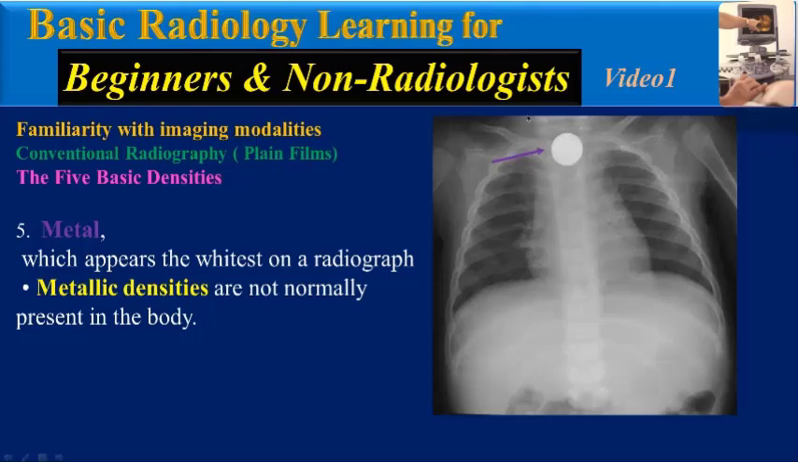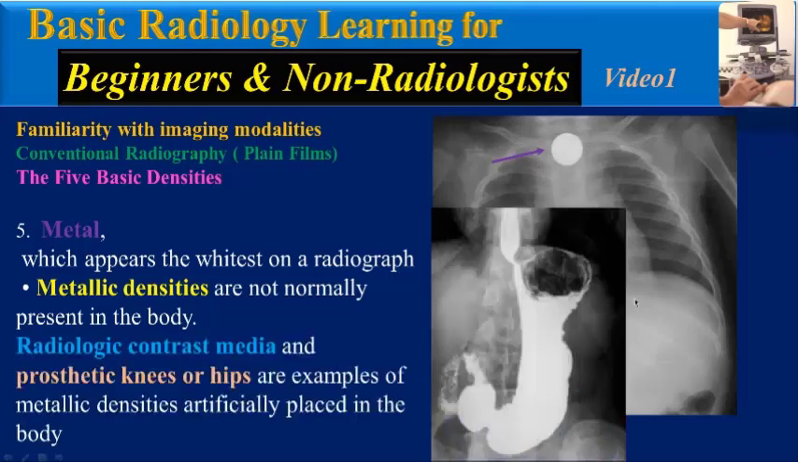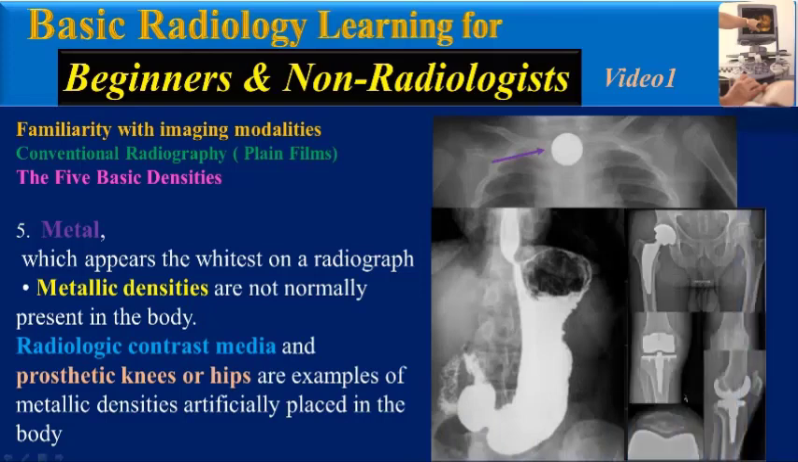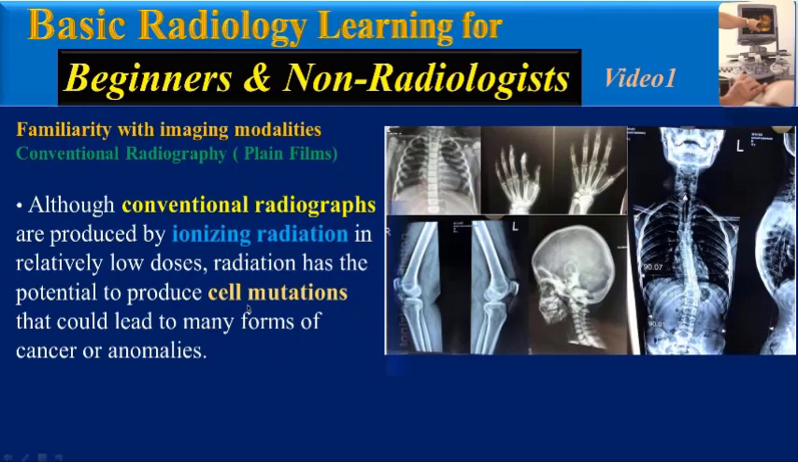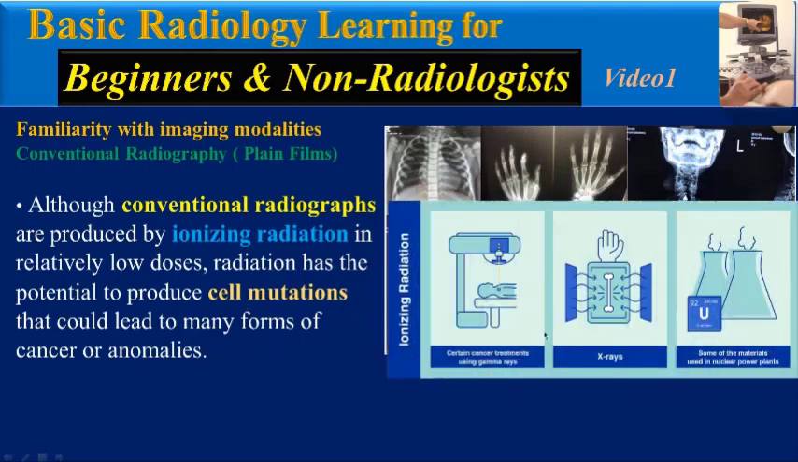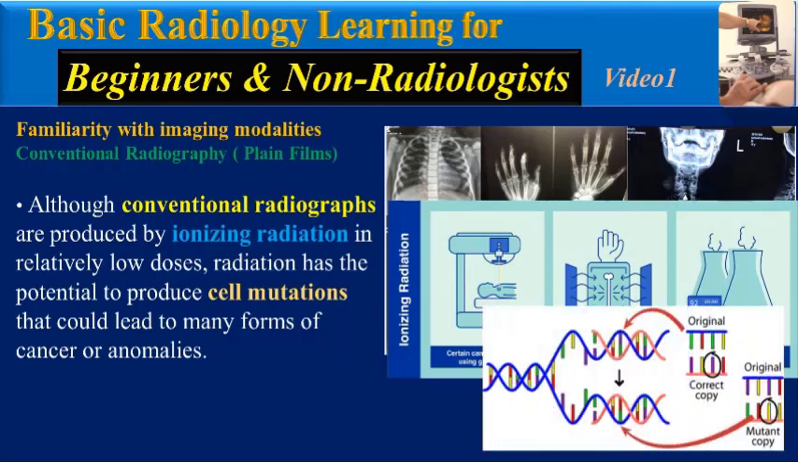And we can see here a foreign body aspiration by a child in the esophagus. Radiographic contrast media and prosthetic knees or hips are examples of metallic densities artificially placed in the body. Although conventional radiographs are produced by ionizing radiation in relatively low doses, radiation has the potential to produce cell mutations that could lead to many forms of cancer or anomalies.